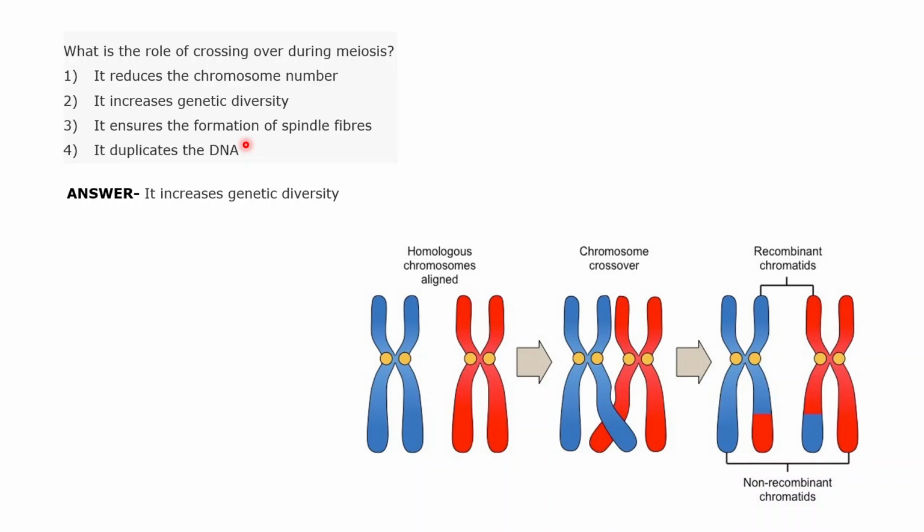No, it doesn't ensure formation of spindle fibers. That's all done by specialized structures called kinetochores or centrosomes, etc. It duplicates the DNA? No, that happens in S phase. That's already happening earlier in this case. So that's not the answer. So the answer to this question is crossing over increases genetic diversity.